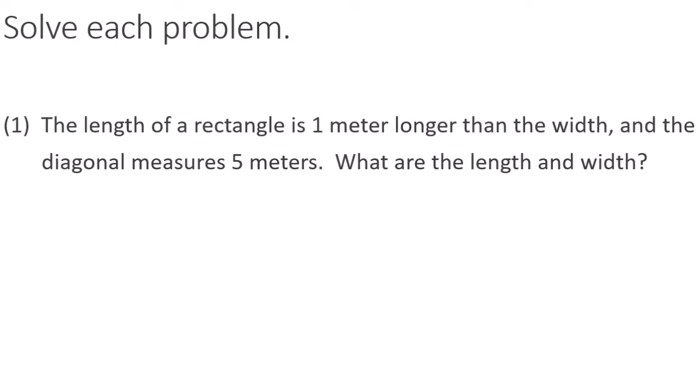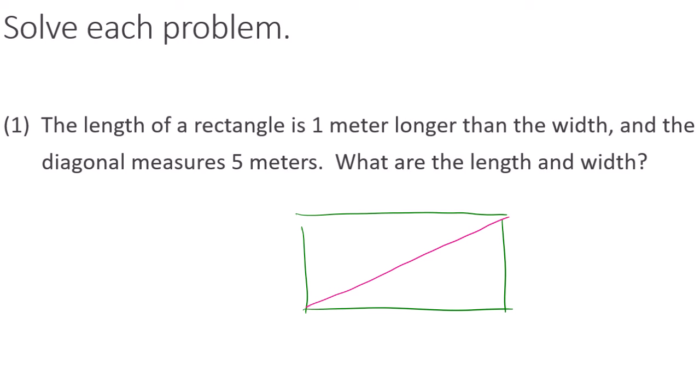So here we have, it says the length of a rectangle is 1 meter longer than the width, and the diagonal measures 5 meters. What are the length and the width? Okay, so we have a rectangle, and I don't know if you're like me, it always helps to draw a picture. Very visual. So we have a rectangle, and then we have a diagonal, right? Diagonals go from one vertex to the other in a rectangle. Okay, so a rectangle has a right angle. So here we see a right triangle.